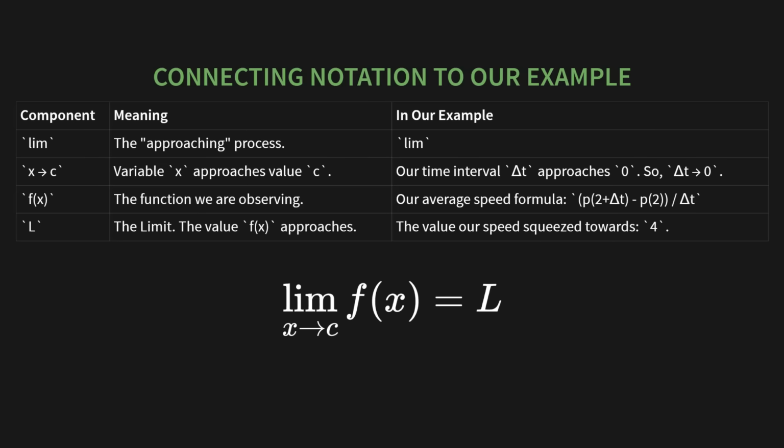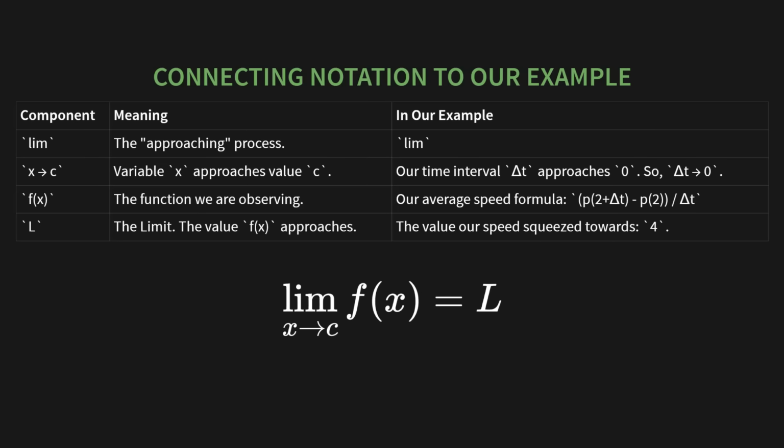In our example, what was approaching what? Our time interval, delta t, was approaching 0. So for us, it's delta t approaches 0. Then you have f of x. That's the function we are observing. For us, that was our average speed formula: P of 2 plus delta t minus P of 2, all divided by delta t. And finally, L, the limit, the value our function squeezed towards.